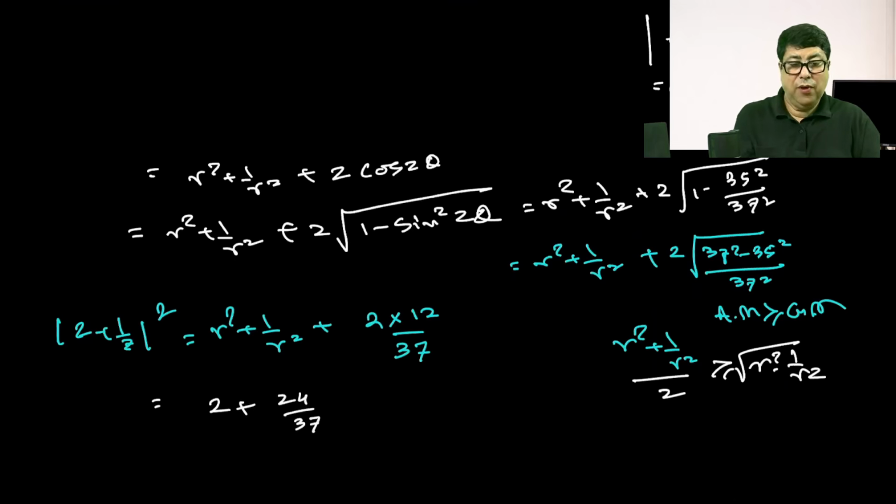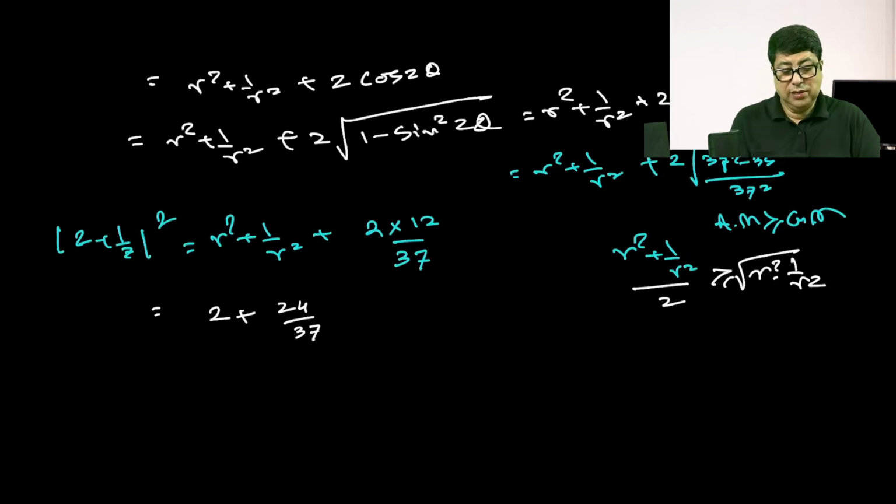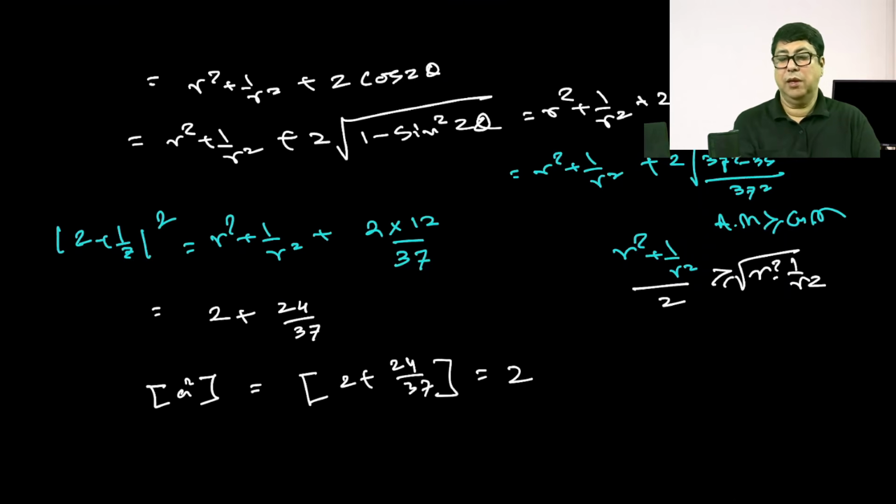And now if I come to the box of this, because its box calculation is needed, the question is what? Question is given that A is the minimum value of the mod of z plus 1 by z, and mod of a square. So mod of a square is this thing. Therefore, its box, sorry, I am telling mod, it is actually box. Box of a square equal to box of 2 plus 24 by 37. That is coming to be 2, and the sum is over. And the answer is coming to be 2.